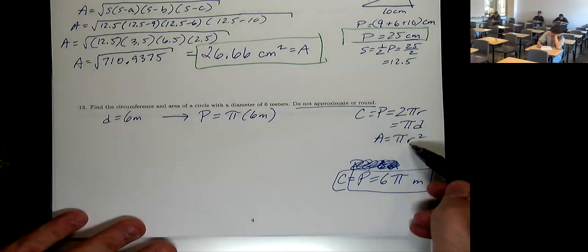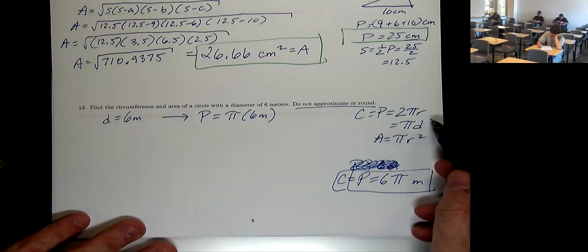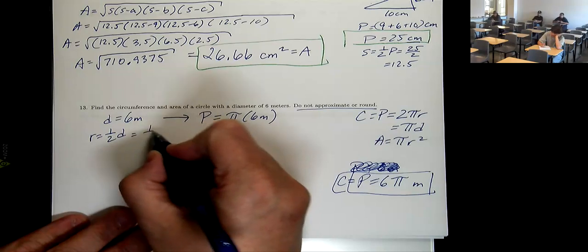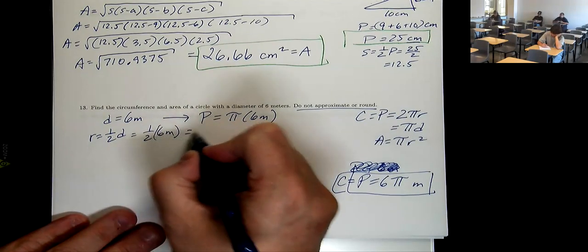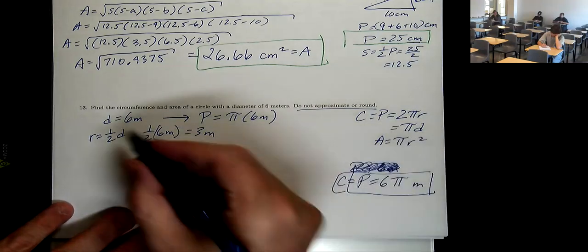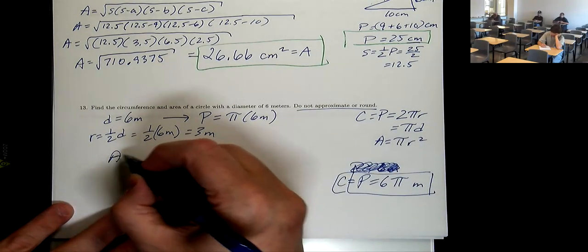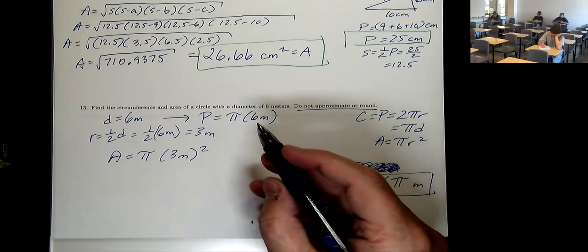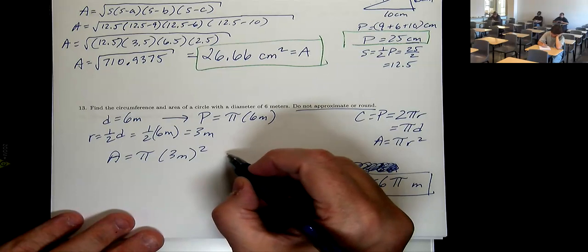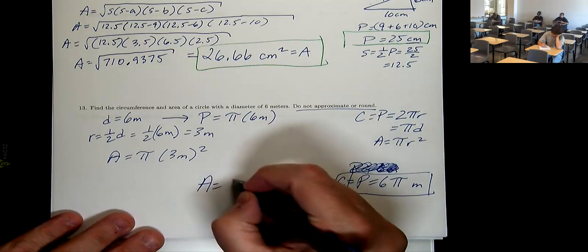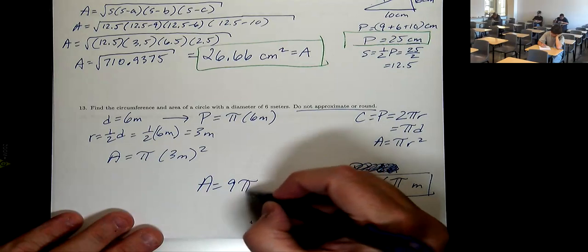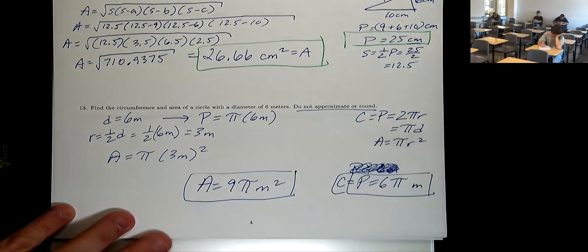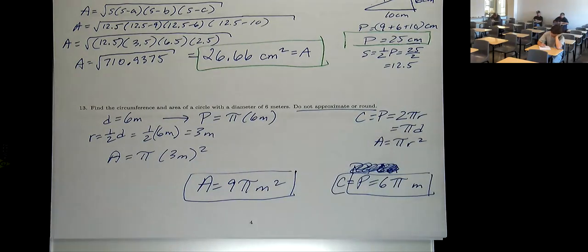So if I wanted to get the area of the circle, pi r squared, I need r. r is 1/2 of d. So 1/2 of 6 meters is 3 meters. So A equals pi times 3 meters squared. 3 squared is 9, and then we have the pi and then we have the meters squared. We didn't want to round that either. And so those are the two answers we're looking for on that one.